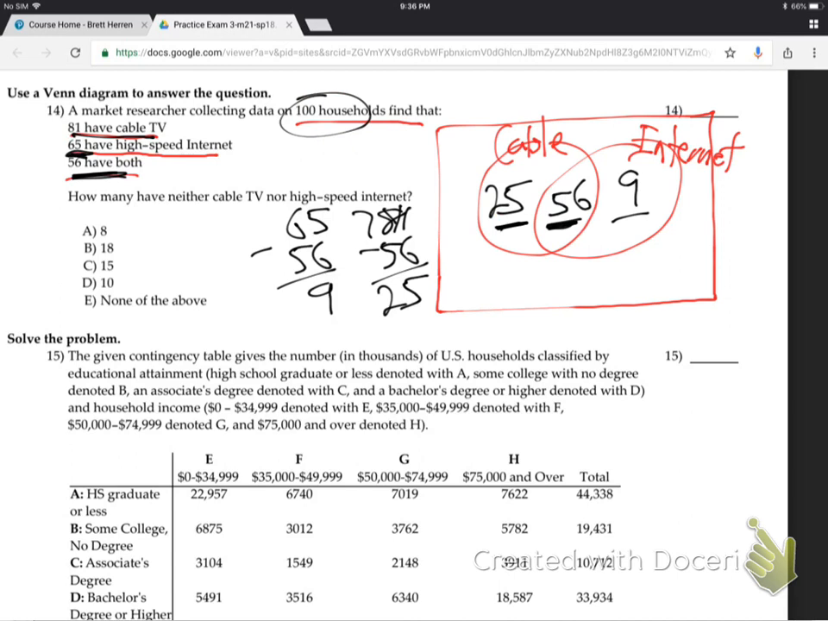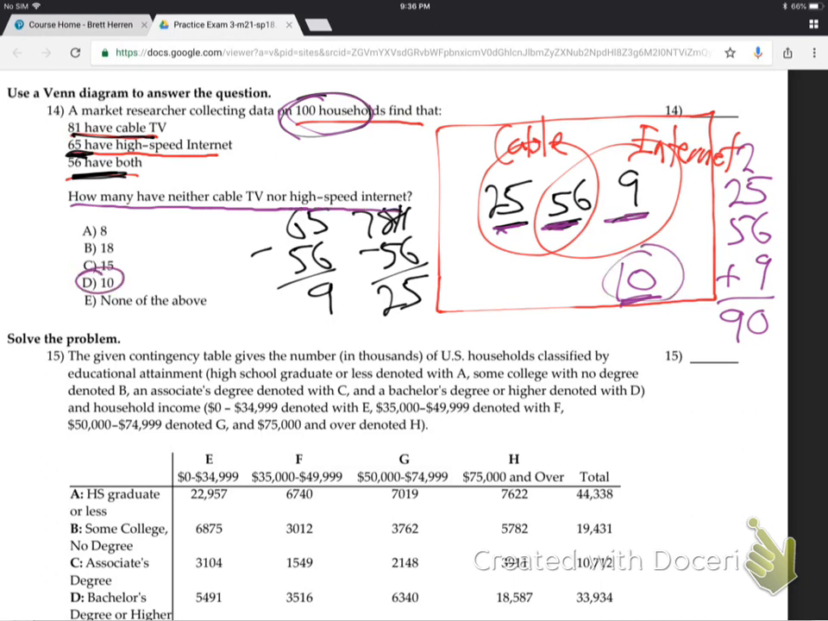If I add up all these numbers and subtract from 100, I get the outside, don't I? So if I add up 25, 56, and 9, that's 90. So there must be 10 out here to make 100 total. That makes sense? These three add up to 90, there's 100 total, so there must be 10 out here. What's their question? How many have neither cable TV nor high-speed? It's the 10, the ones out there. It's answer D. That's the new number 14, and that's how the questions will be on the real exam.